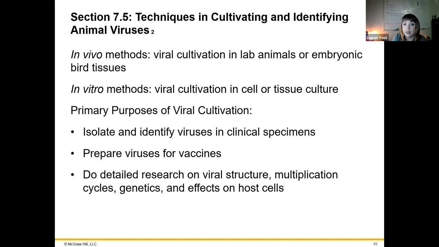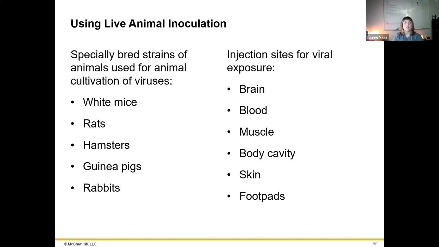So in vivo methods, we can cultivate viruses in animals. In vitro method, we use tissue culture. So it's cells that we've grown up typically in a little flask, and then infect the flask with the virus and grow them that way. So we can use animals for live animal inoculation for growing and studying viruses. This would include using mice, rats, hamsters, guinea pigs, rabbits. These are typical for just growing up virus. If you're studying infection, you're typically going to be using monkeys, primates, and then studying the effects on them. But this is for cultivation is what I'm talking about.